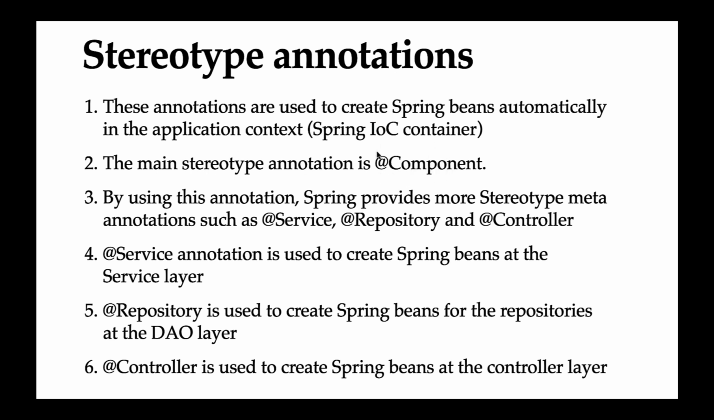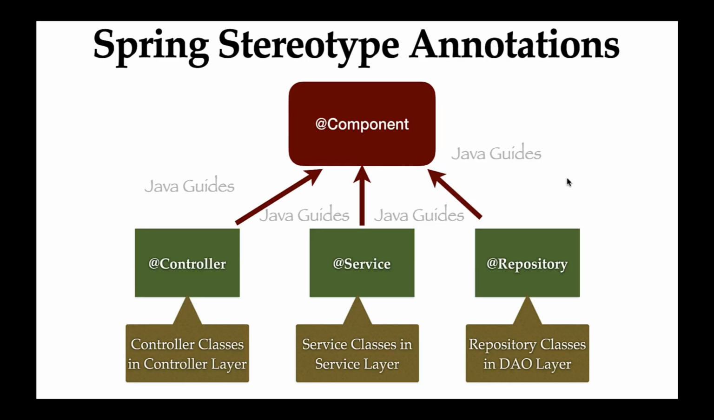By using this @Component annotation, Spring provides more stereotype meta annotations such as @Service, @Repository, and @Controller annotations. The @Service annotation is used to create Spring beans at the service layer. The @Repository annotation is used to create Spring beans for repositories at the DAO layer, and @Controller is used to create Spring beans at the controller layer. Well, in typical Spring based applications, we use 3-layer architecture: controller layer, service layer, and DAO layer. So Spring provides 3 stereotype annotations such as @Service, @Repository, @Controller to create Spring beans with respect to these 3 layers.